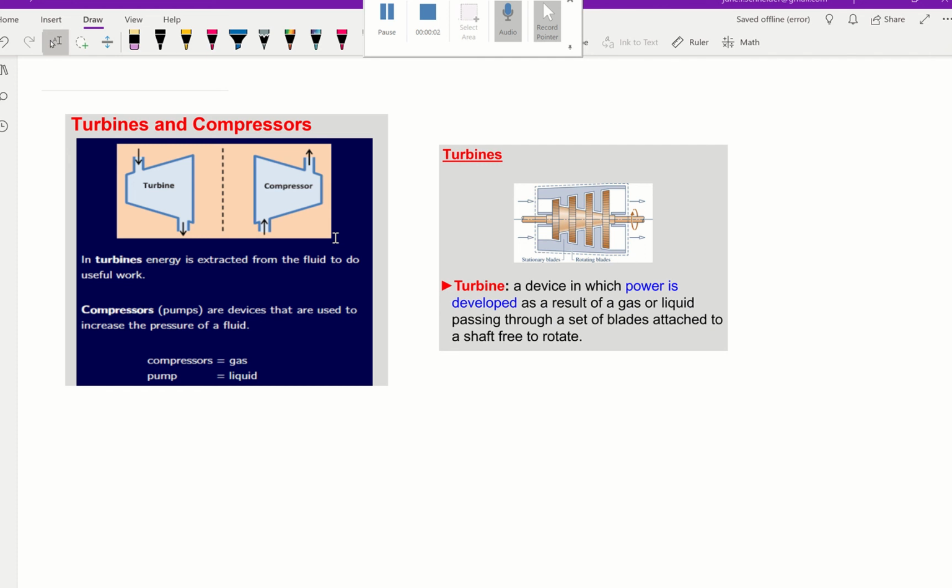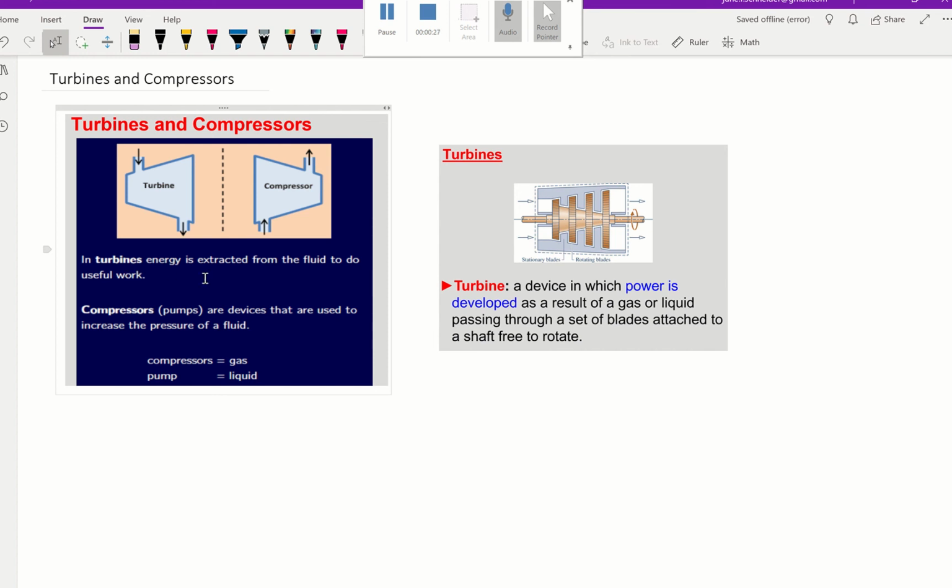Hello. In the last couple videos, we have discussed the nozzle and diffuser, and now we are going to move on to the second type of open system, which is turbines and compressors. Okay, so let's take a look at this picture right here. Turbine. What is a turbine?